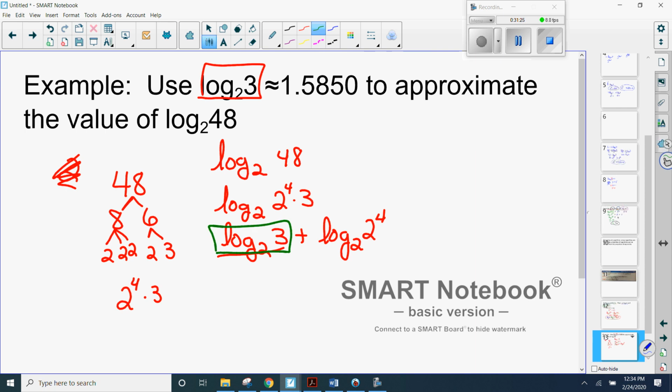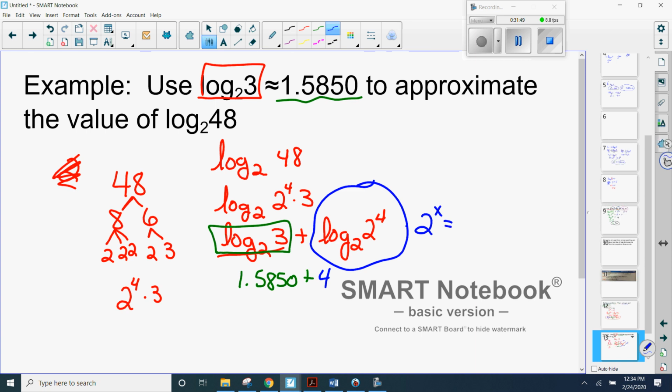Log base 2 of 3 had that value of 1.5850. What does this have a value of? It's saying 2 to what power equals 2 to the 4th? That's just 4. Remember, exponential format. That's a nice 4 right there. So what does log base 2 of 48 have a value of? Did you type it in on your calculator to see? It should be that value.